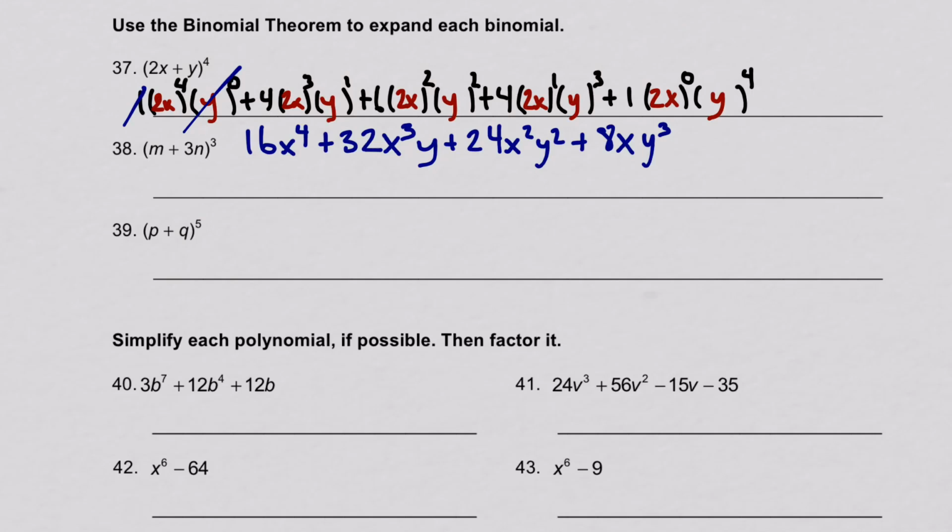And my final term, 1 is unnecessary. I can just cross that one out. 2x to the 0 power, that's just 1, right? So you can also cross that one out. And then y to the 4th, that's all you have left. So just y to the 4th. And there it is. That is the expansion of the quantity 2x plus y, to the 4th power. Okay, so go ahead and try 38 and 39 on your own, please.